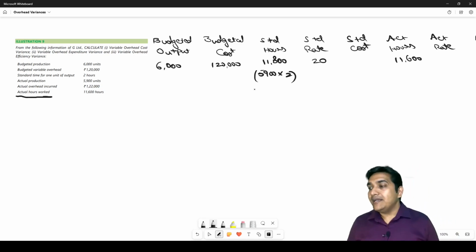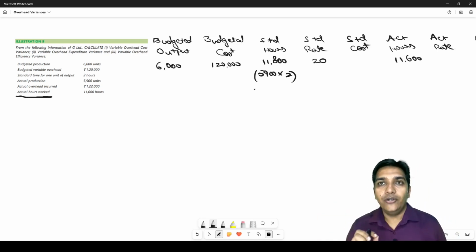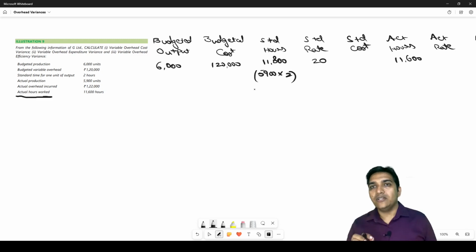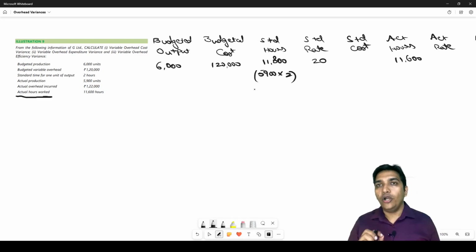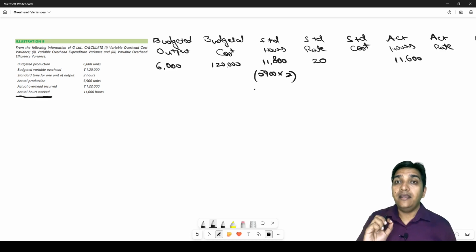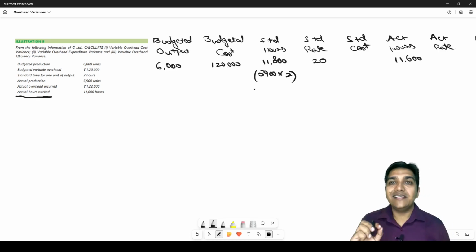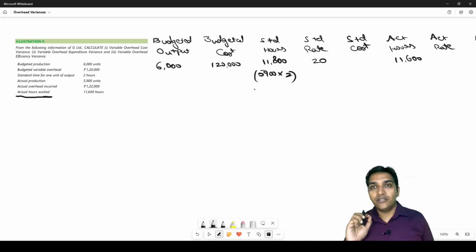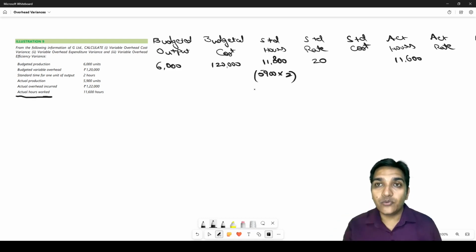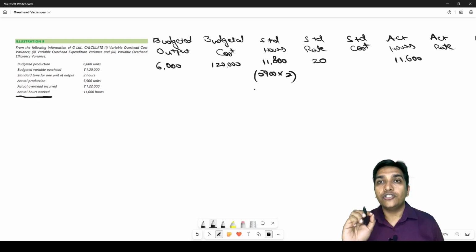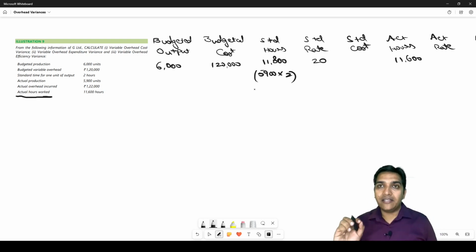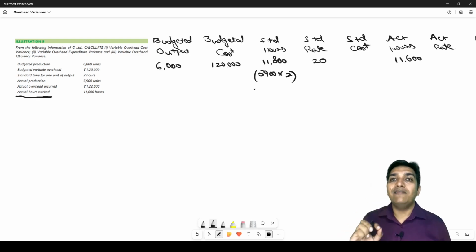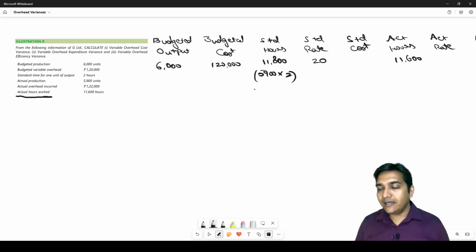So remember, do not take budgeted into standard hours. Do not take it as 12,000, which is 6,000 into 2. No, do not do that. That is wrong. If you read the formula, it says standard cost for actual production. What is my actual production in this case? 5,900. So if it is 5,900, what should be the hours which I should take? To manufacture 5,900 units? 11,800. Right?